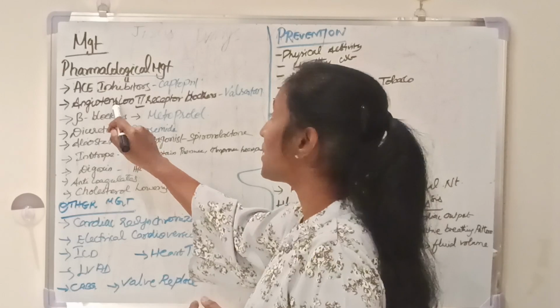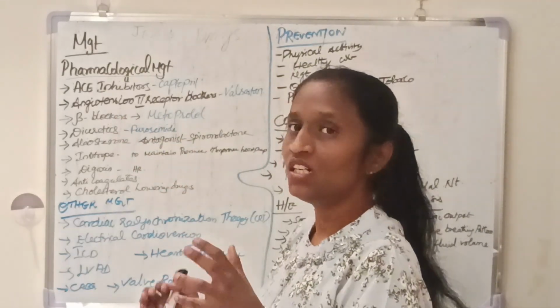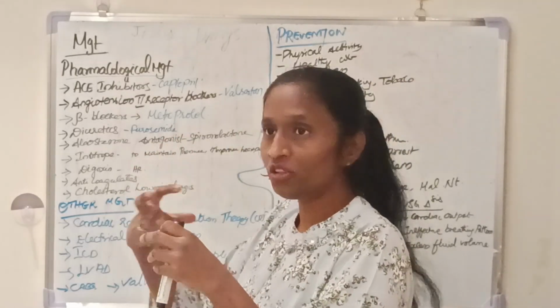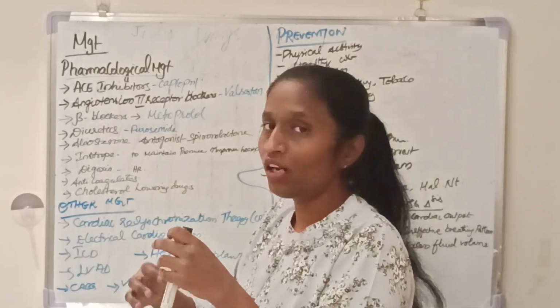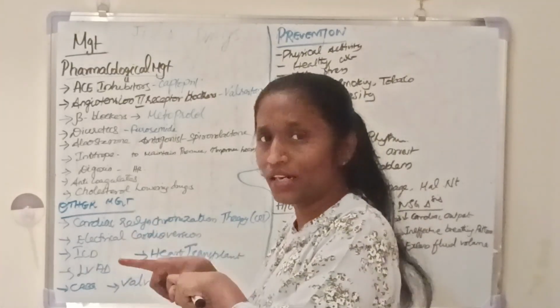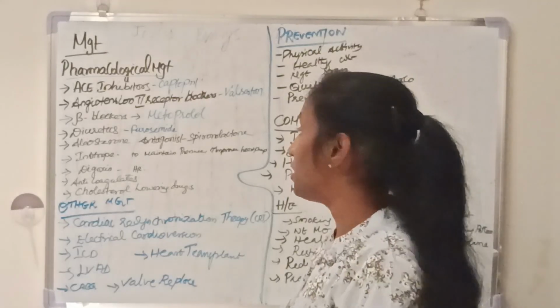Okay. Next one is the angiotensin 2 receptor blocker. Here the conversion from angiotensin 1 to angiotensin 2 takes place, but the receptor is not able to attain it. So it is a pulsatron we are administering.